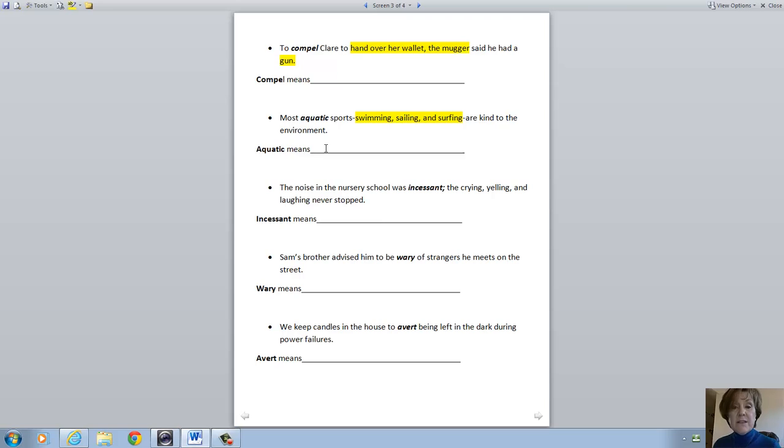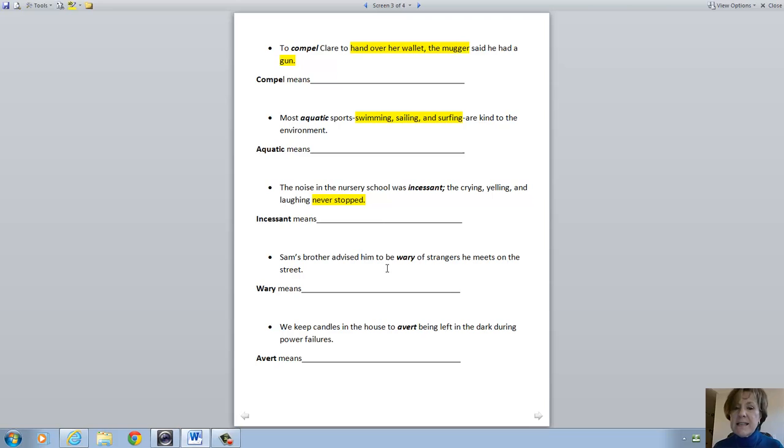Okay? The noise in the nursery school was incessant. The crying, yelling, and laughing never stopped. Well, crying, yelling, and laughing, that's the noise, right? Never stopped. So if it never stopped, it was continuing on and on with no interruption. So, incessant must mean continuing on and on with no interruption, right? Do you see how if you see the relationships, it makes it easier?